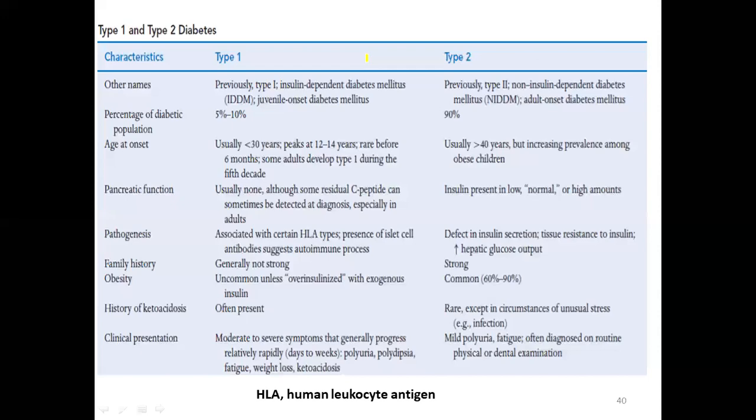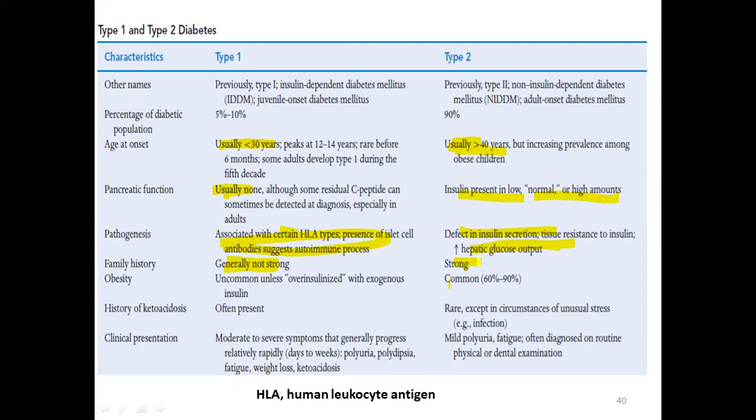So type 1 is insulin dependent, type 2 is not insulin dependent. Age of onset: type 1 is usually less than 30 years, type 2 is usually above 40 years. Pancreatic function: usually there is none in type 1, but in type 2 there is a low, normal, or high amount. Pathogenesis: type 1 is associated with an autoimmune condition, but type 2 is mostly due to insulin resistance. Possibility of inheritance: type 1 is not very strong, but type 2 is very, very strong.